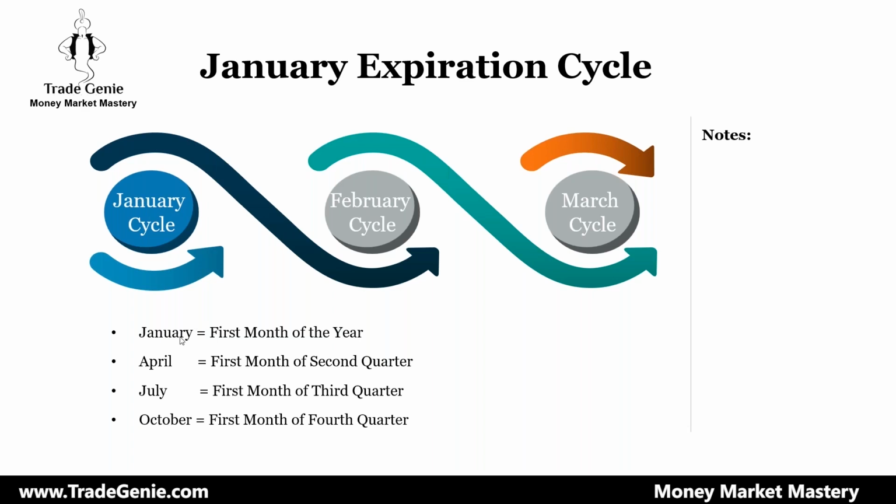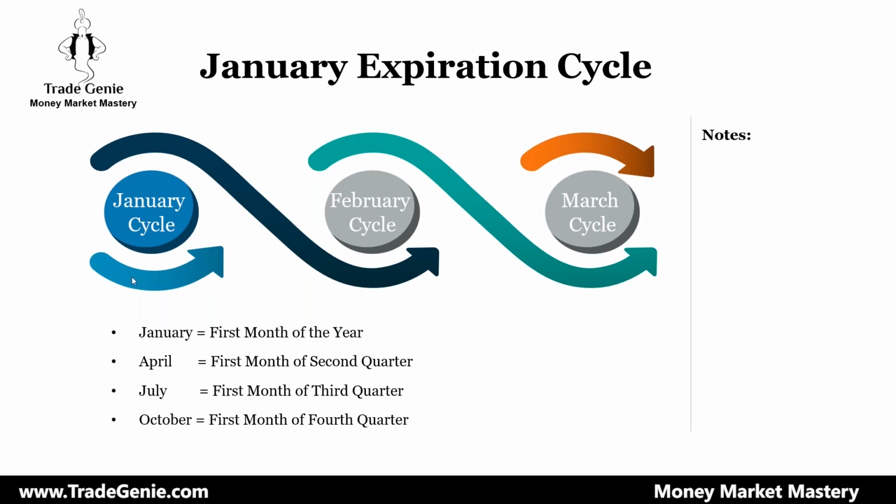So January is the first month of the year. So they just think like this. For the quarter, the first month of the quarter is assigned. So January is the first month of the year, and then April is the first month of the second quarter, July is the first month of the third quarter, and October is the first month of the fourth quarter.